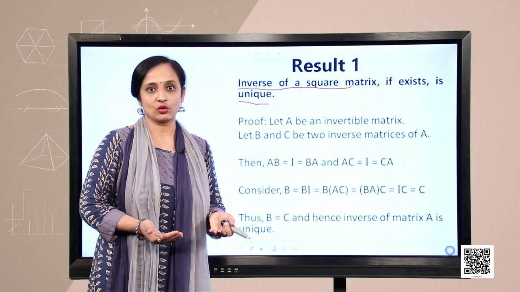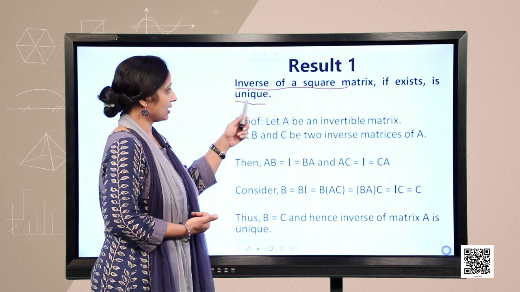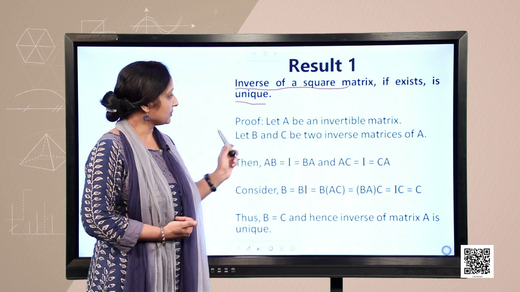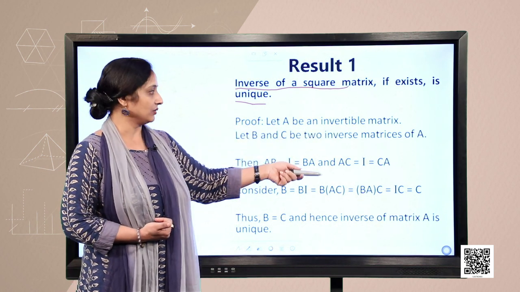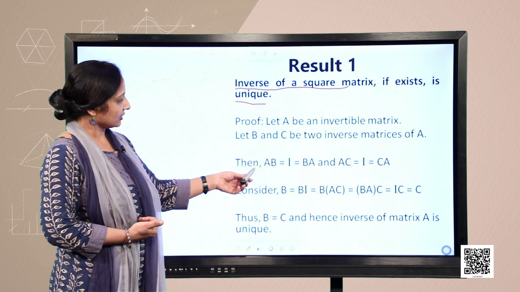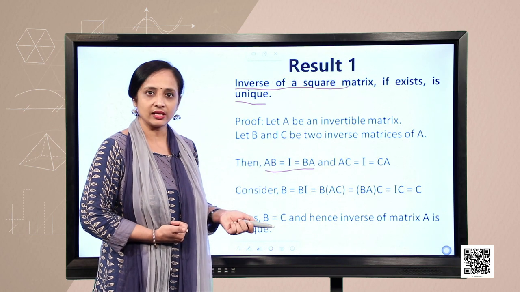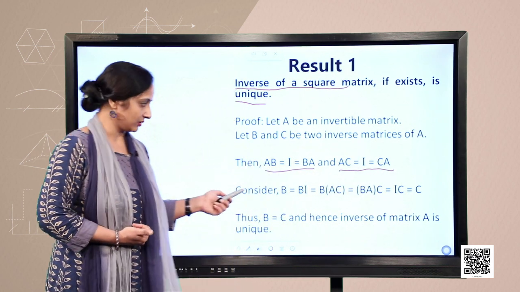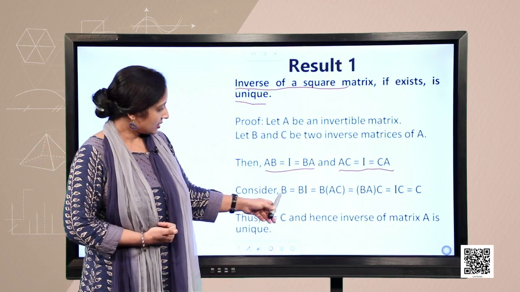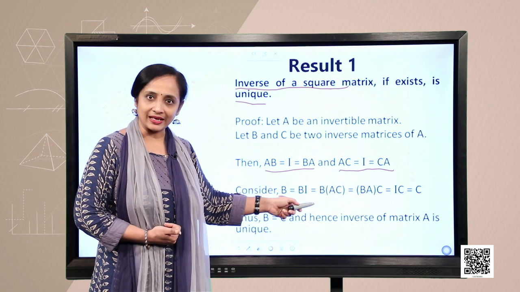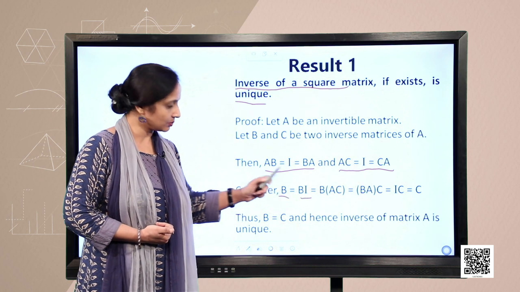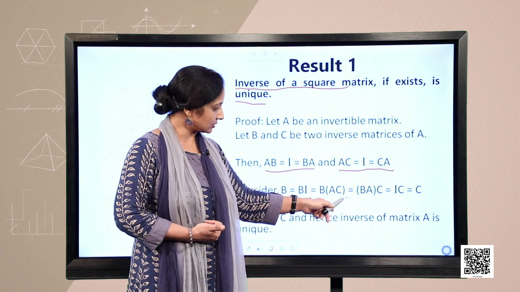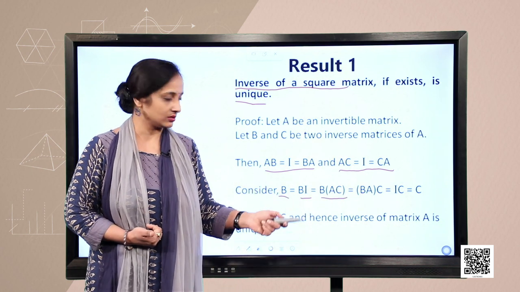That means whatever method you are going to use, whatever method I'm going to use, the inverse is going to be the same. For example, let A be an invertible matrix, and let B and C be two inverses for the same matrix A. In that case, by definition, we must have AB is equal to I, that's equal to BA, as well as AC is equal to identity matrix. Let's compare these two equations. Let's start with B. You multiply any matrix with identity matrix, write it as BI. In place of I, substitute AC.